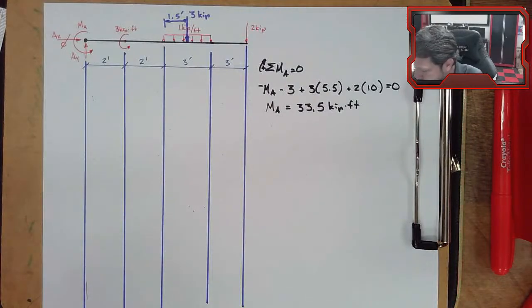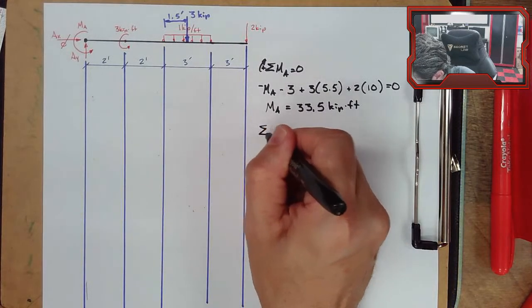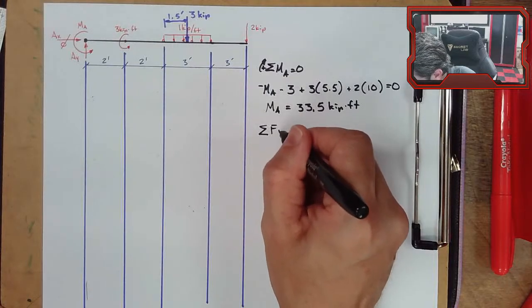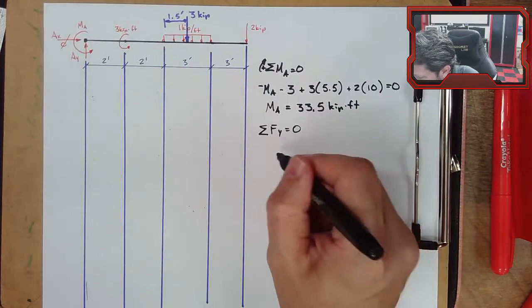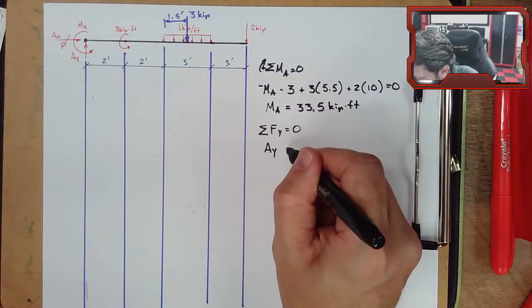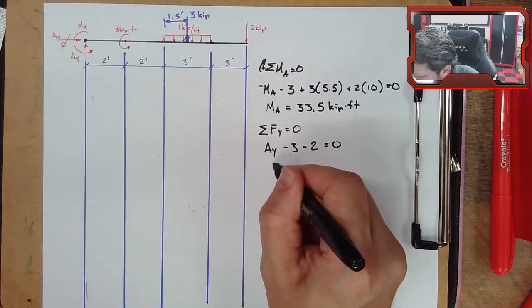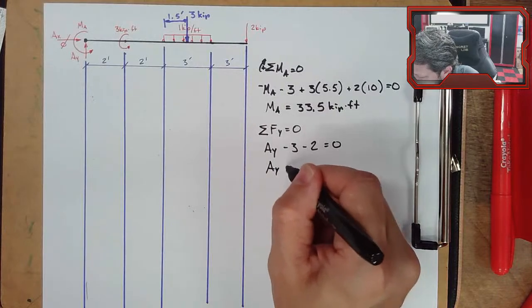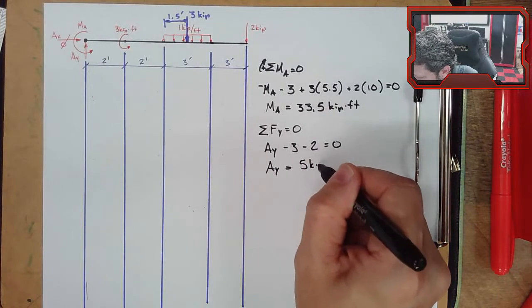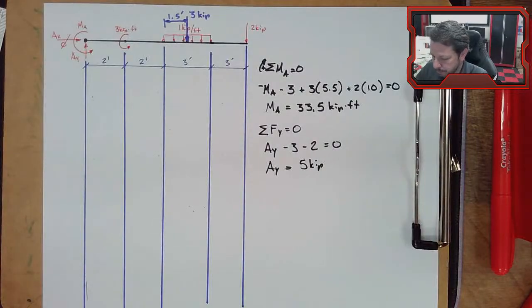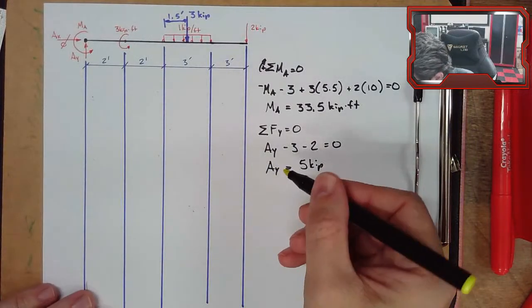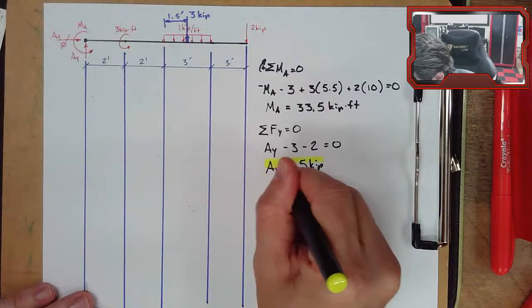When we get to that, we still need AY though, so summation of forces in the Y direction equals 0. We have AY - 3 - 2 equals 0. So AY equals 5 kip. All right, so we have all of our external reactions solved.